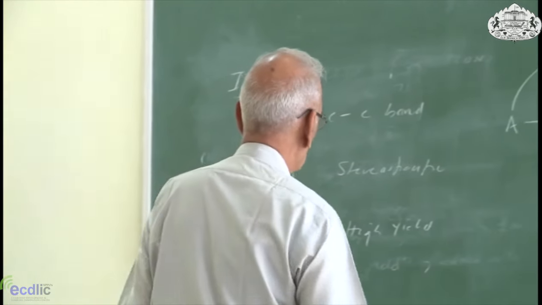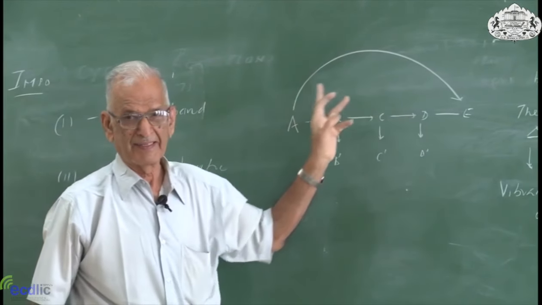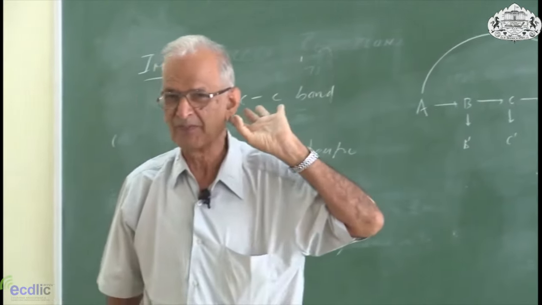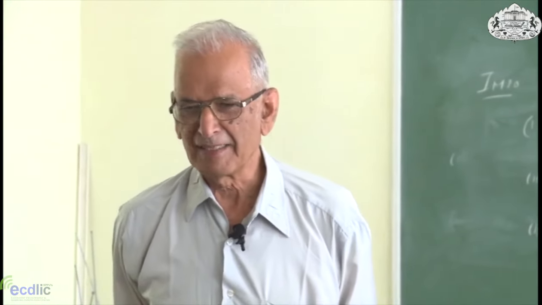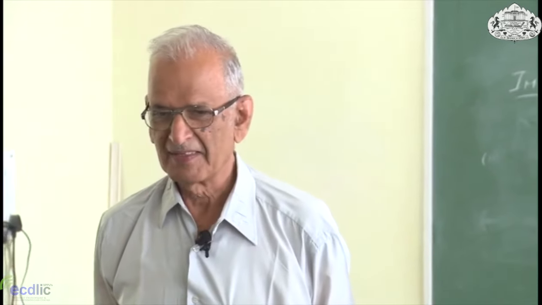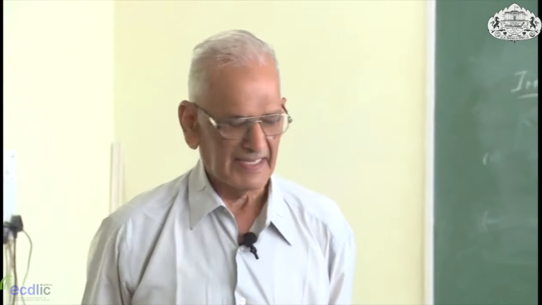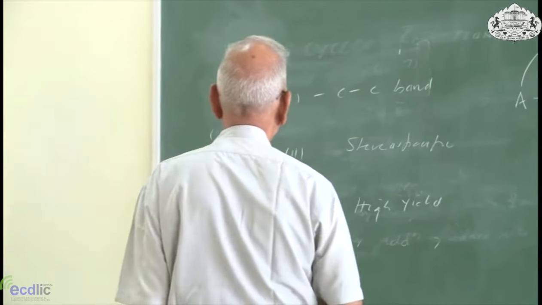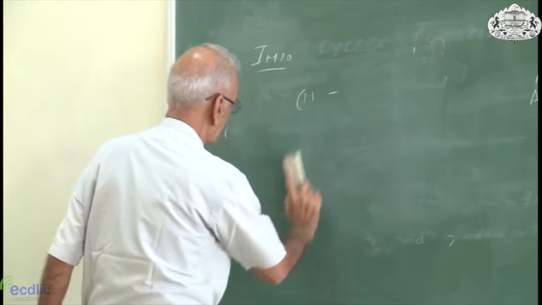So, what do wise parents do? Send him only by air. He can get up in Pune, he can get down only in Delhi. So, no problem. You put him in the aeroplane, somebody picks him up at Delhi, no chance of making a mistake. So, high yield because there is no intermediate. In ionic and radical reactions, there are several intermediates and therefore, you can get impurities.